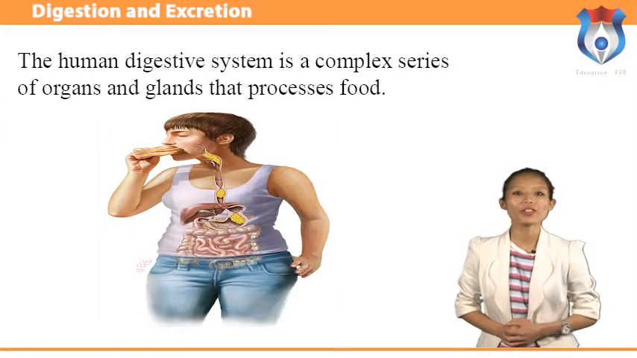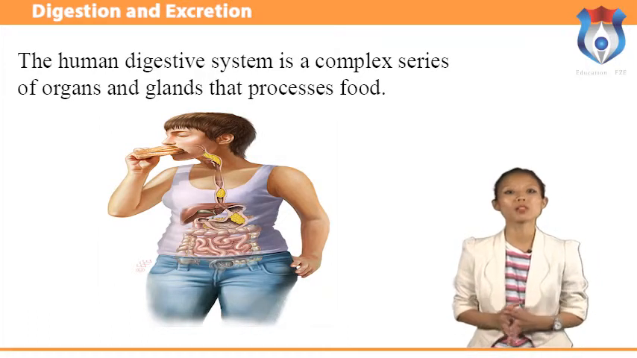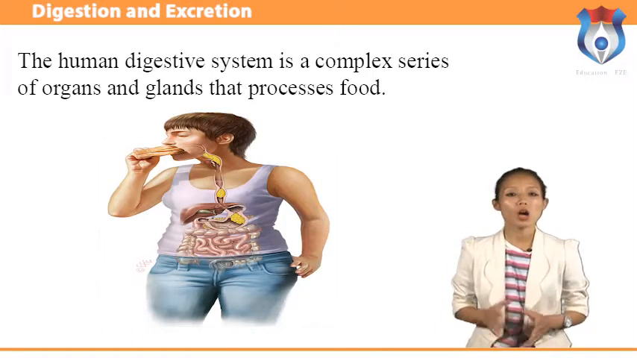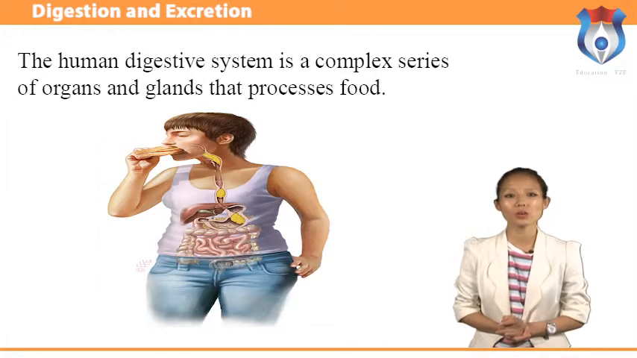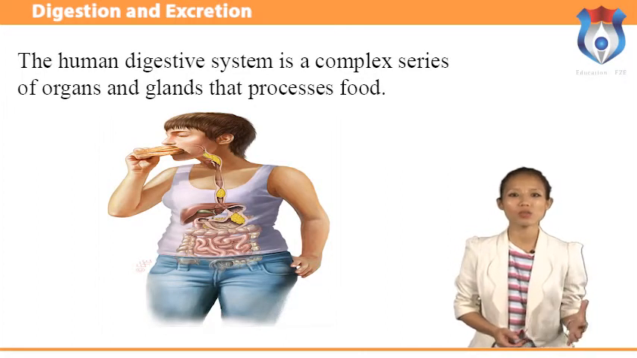Let us start with our human digestive system. The human digestive system is a complex series of organs and glands that processes food. In order to use the food we eat, our body has to break the food down into smaller molecules that it can process. It also has to excrete waste.